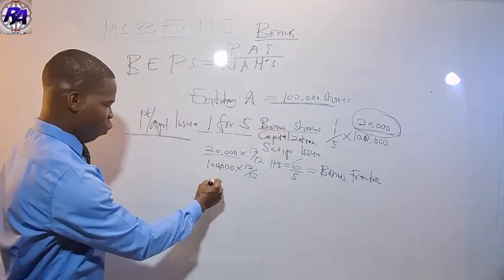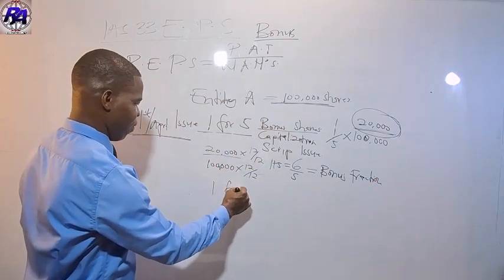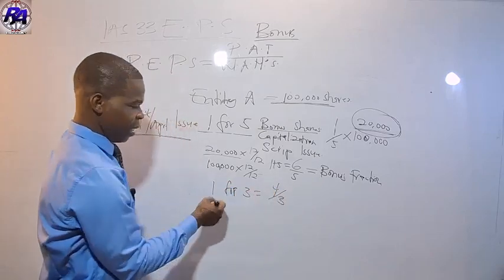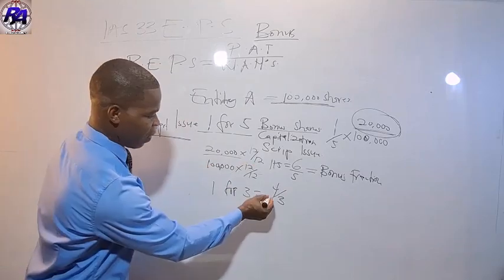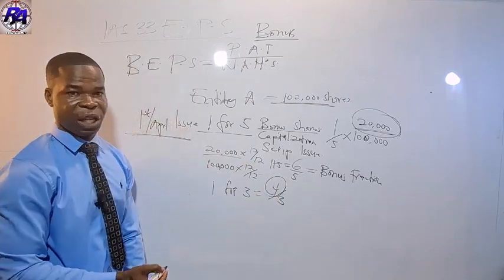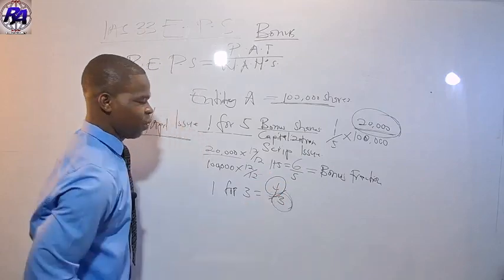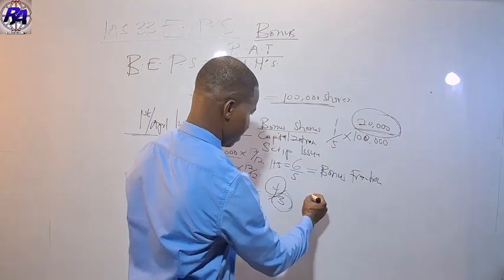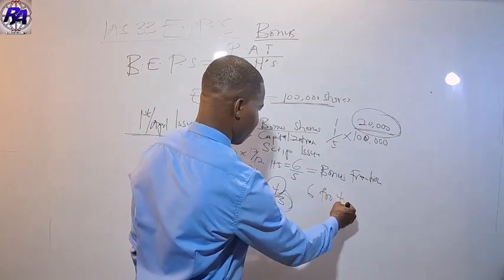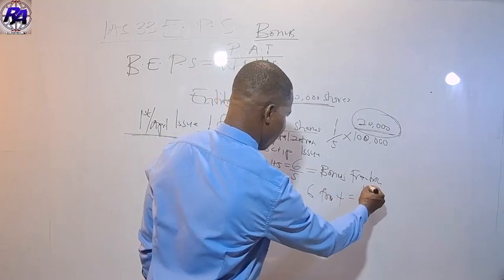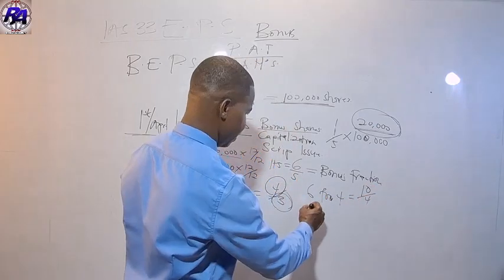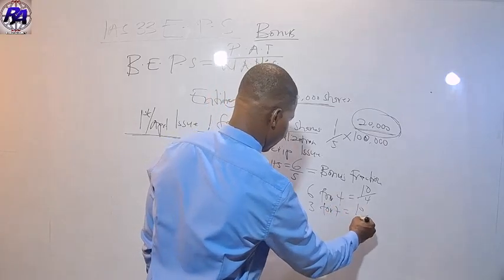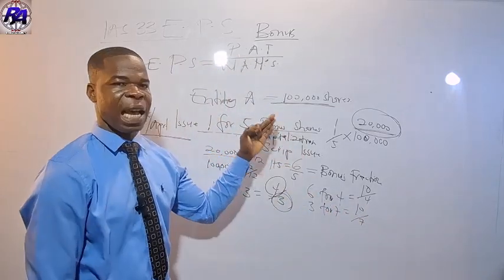Assuming it is 1 for 3, our bonus fraction is going to be 4 over 3. It means that after the bonus issue, the shareholder is going to have 4 of the shares now, divided by the existing one, which gives us the bonus fraction. Don't forget, if it is 6 for 4, it is going to be 10 divided by 4. If it is 3 for 7, it is going to be 10 divided by 7. This is how to determine our bonus fraction.